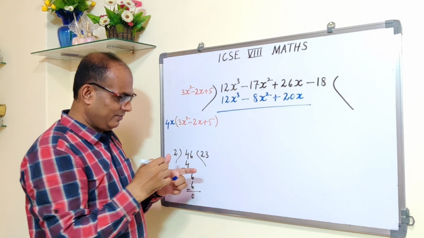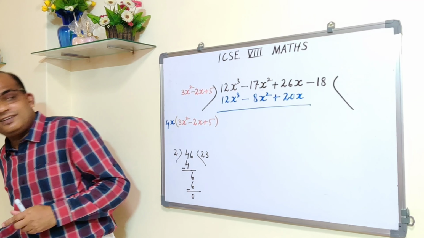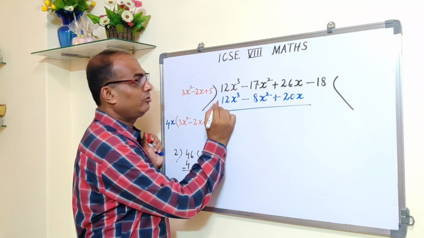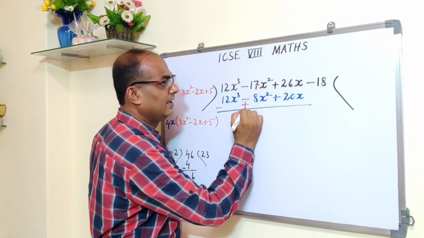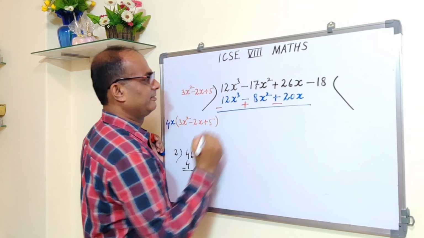And when we subtract, we change the sign. Here there is nothing, which means plus, so that plus will become minus. Here there is minus, so this becomes plus. Here there is already plus, so that becomes minus.